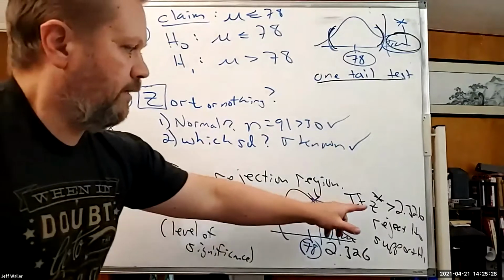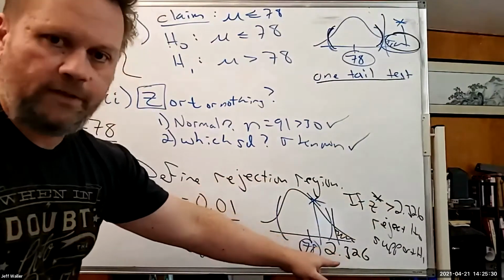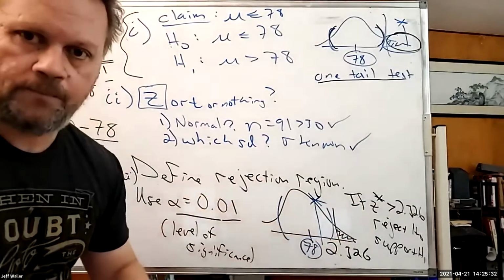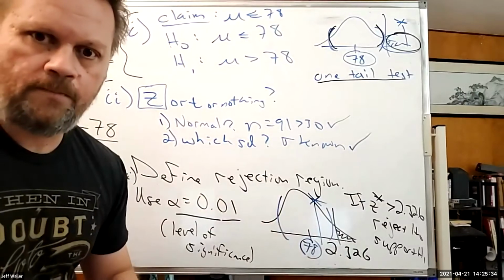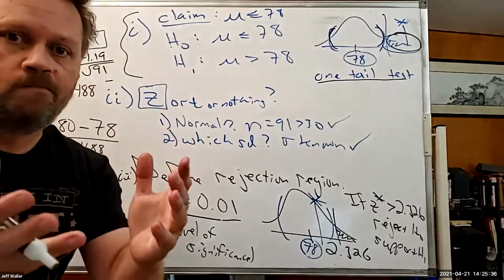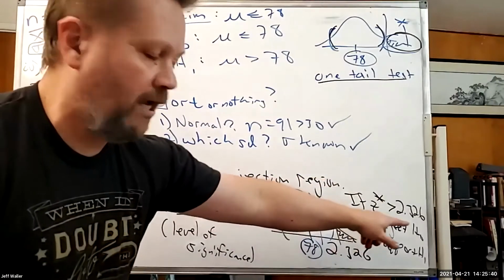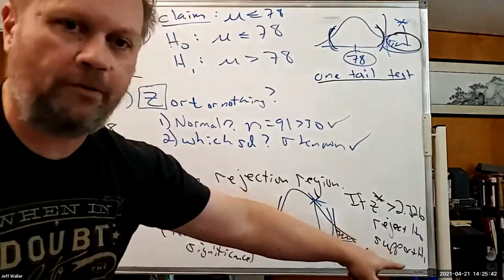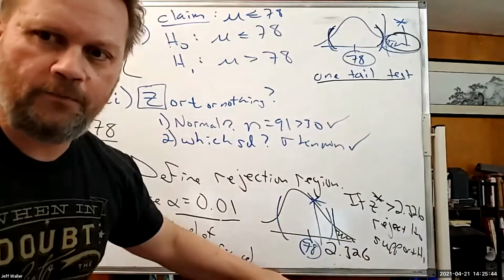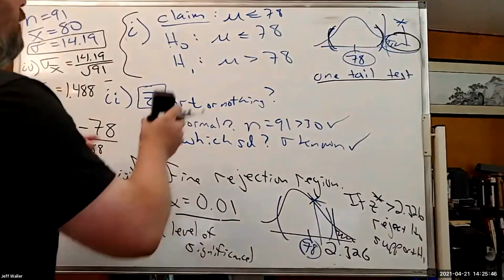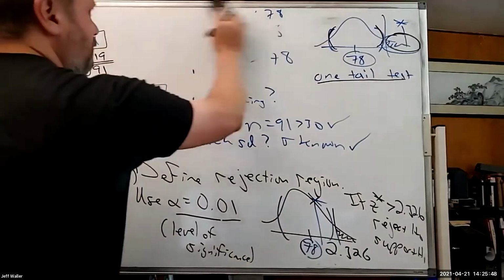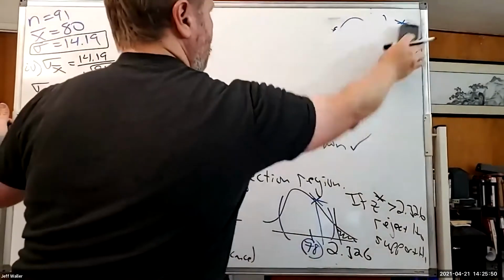But did we find a Z star greater than 2.326? Did we make it in there? No, we didn't make it far enough away. So did we succeed at doing it? No, we failed to reject the H0. We failed to support the H1, right? Don't worry. I know.